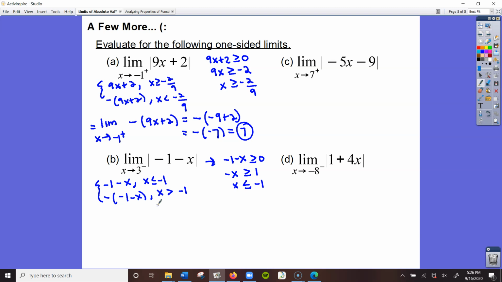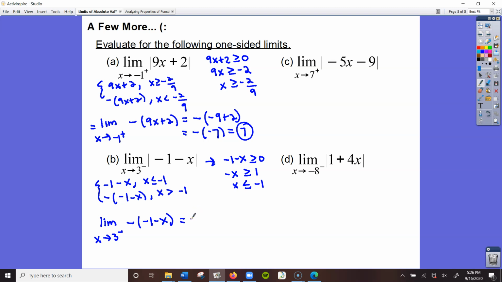And now I'm going to evaluate for my limit. It says the limit as x is approaching 3 from the left. Now it doesn't matter that it's approaching 3 from the left. 3 is greater than negative 1. So because it's greater than, we're going to have to use the bottom part of my piecewise function, which is the negative times negative 1 minus x. And now I'm ready to plug in that 3.